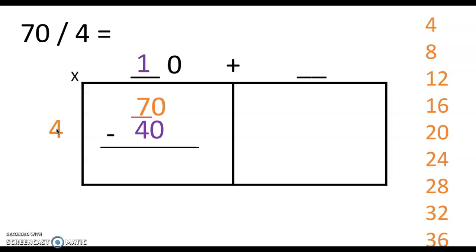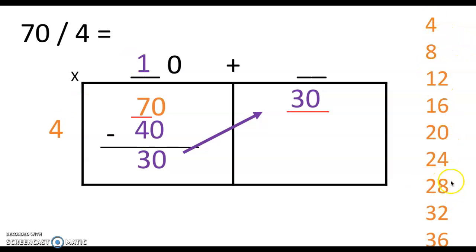Then we're going to subtract. That would leave me with 30 as my remainder that I will bring up into the next box. Now I know I'm in the ones place, but I also had leftovers from my tens place that I need to use up. So I'm going to see what's the closest to 30 that I can get without going over.